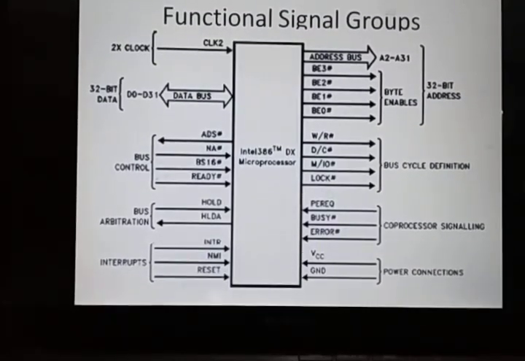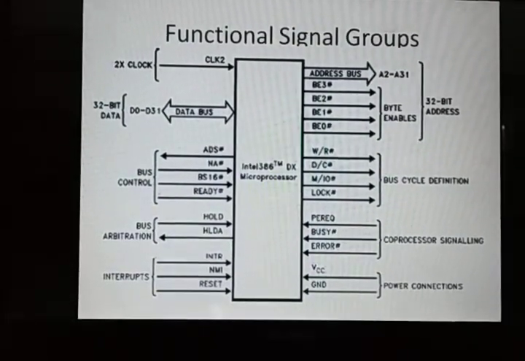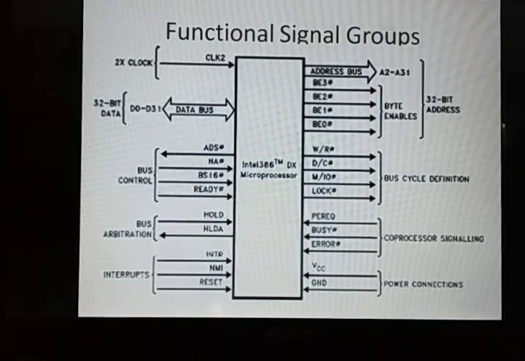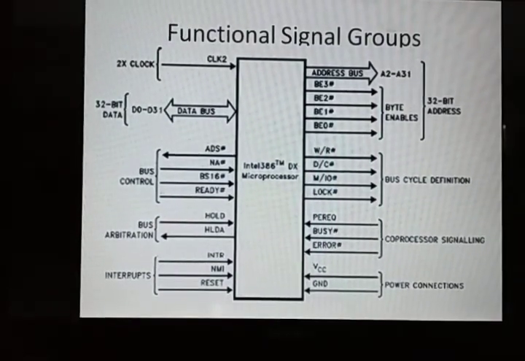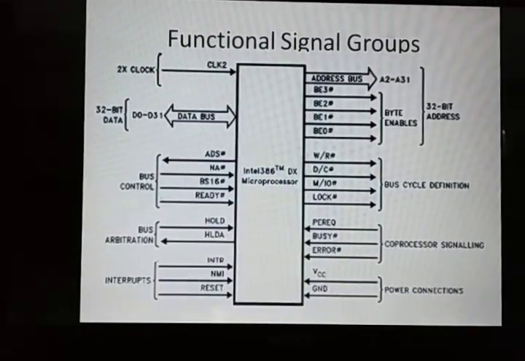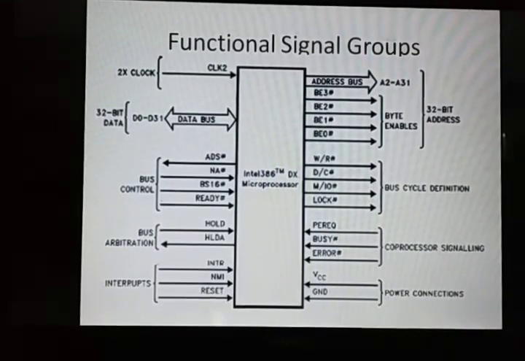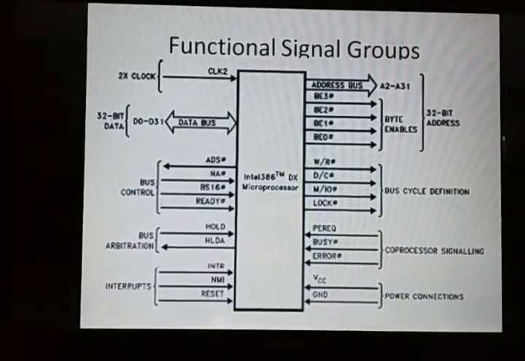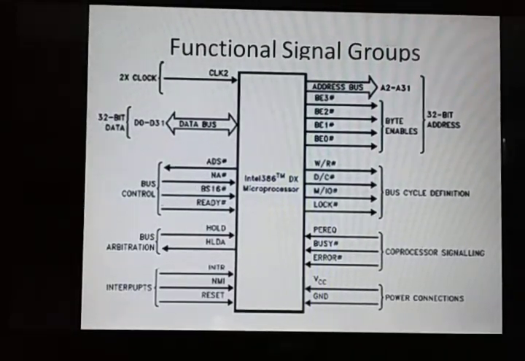Now your next pin is the BS16 pin, bus size 16. The bus size 16 pin selects either a 32-bit data bus cycle or a 16-bit data bus cycle. If the BS16 pin is set to 1, it selects the 32-bit data bus cycle. If it is set to 0, it behaves like a 16-bit data bus cycle.